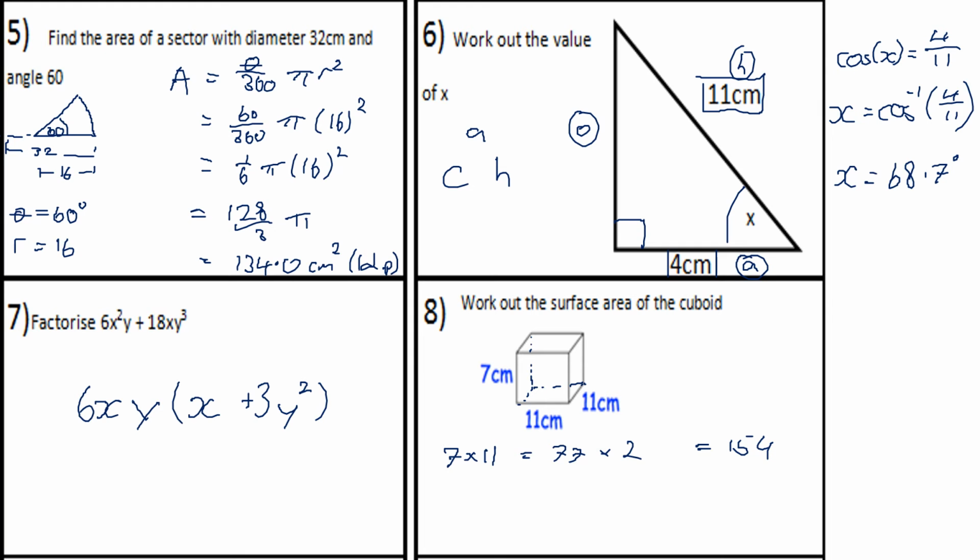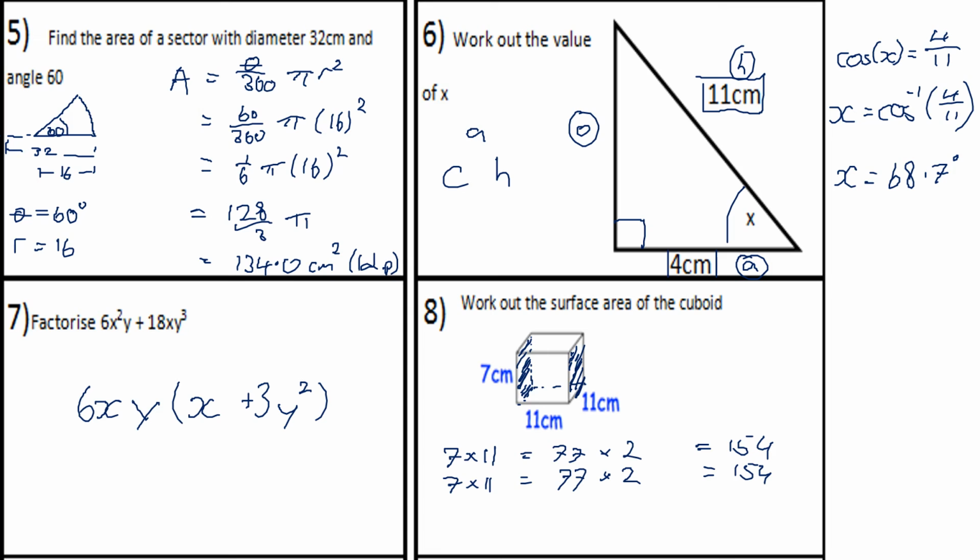Okay, so let's do the side ones next. So the two at the side, right? We're going to have two identical ones at the side. So I'm talking about this face here and this face here. We've got 11 depth, 7 height, so it's going to be 7 times 11 again. It's 77. Remember, we've got two of them, so we're going to double that. So we've got 154 again.